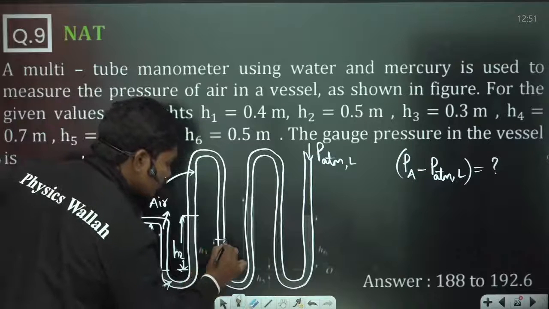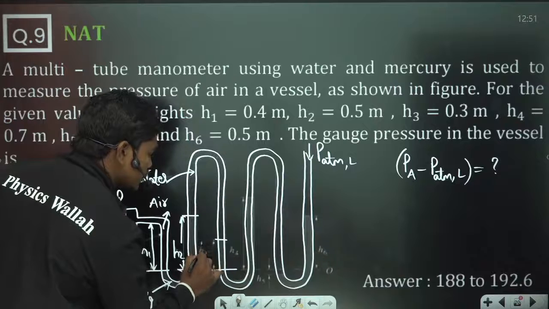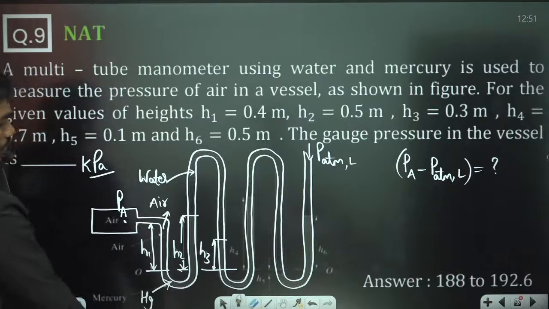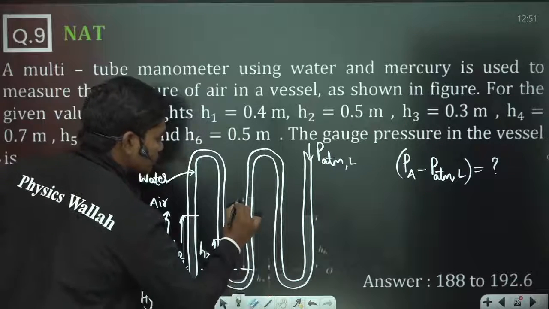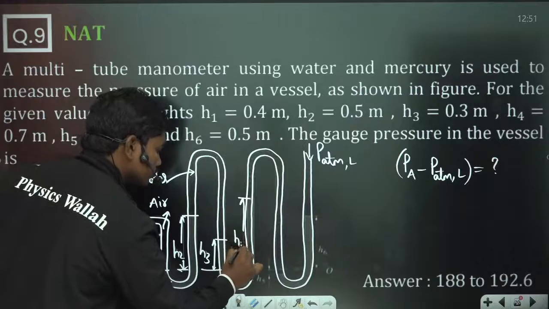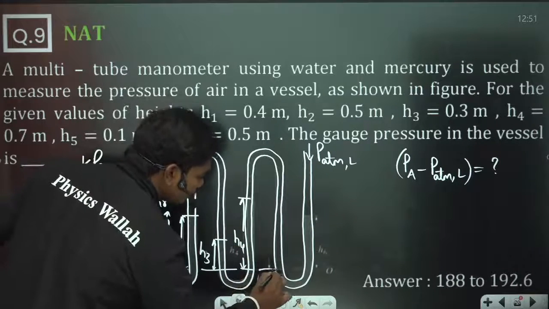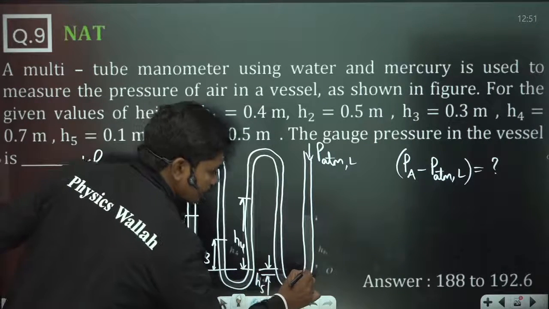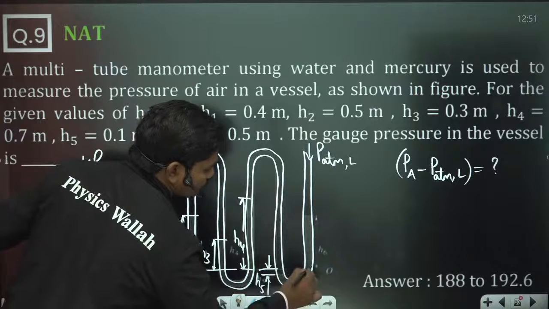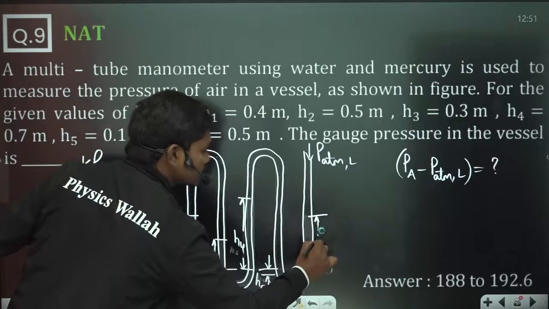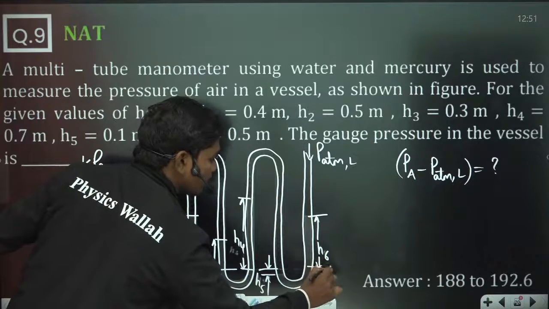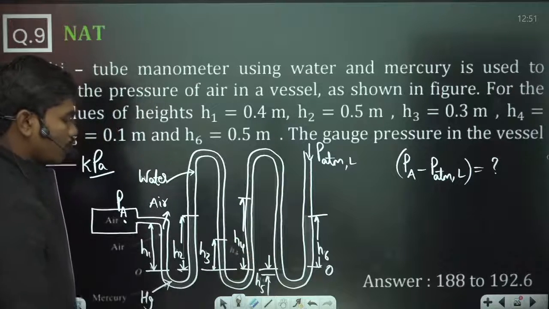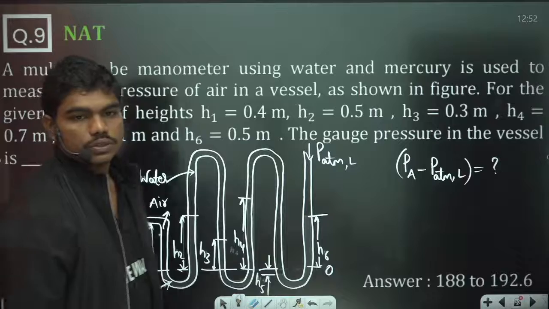Now this height is H3. Now this height is H4. And this small gap is given as H5, and this difference from the top to this value is given as H6. So this is the diagram basically given. Above all the interfaces you have water, and here you have mercury at some locations. So this is how the manometer is given.